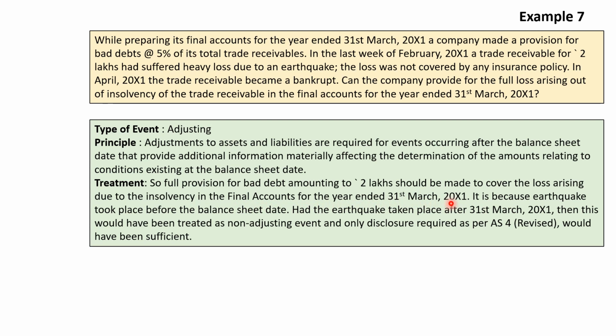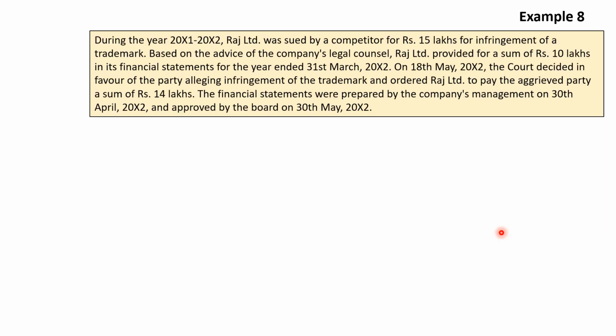So the entry will be P&L account debit to RDD account. It is because the earthquake took place before the balance sheet date. Had the earthquake taken place after 31st March, then this would have been treated as a non-adjusting event and only disclosure as per AS 4 would be sufficient. If the earthquake had taken place after 31st March, we would have said that okay, as on 31st March we were thinking that the debtor is good. It is only after 31st March that the earthquake took place. So then the balance sheet is not supposed to be changed. Then it would have become a non-adjusting event. Now here, since the earthquake had already taken place prior to 31st March, it becomes an adjusting event. Accordingly, the treatment is given.